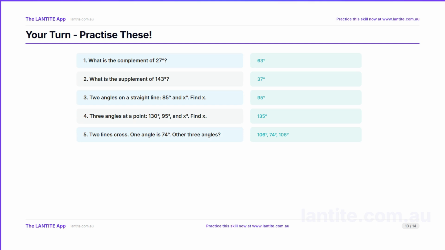Now try these 5 problems. Problem 1. What is the complement of 27 degrees? Problem 2. What is the supplement of 143 degrees? Problem 3. Two angles on a straight line are 85 degrees and x degrees. Find x. Problem 4. Three angles meet at a point. Two are 130 degrees and 95 degrees. Find the third. Problem 5. Two straight lines cross. One angle is 74 degrees. What are the other 3 angles? Check your answers on screen.